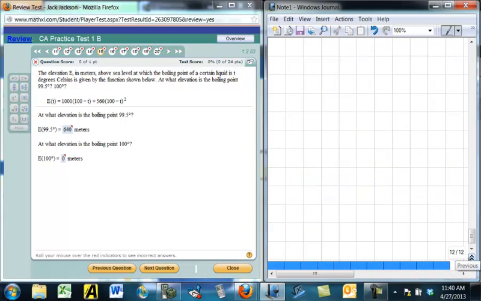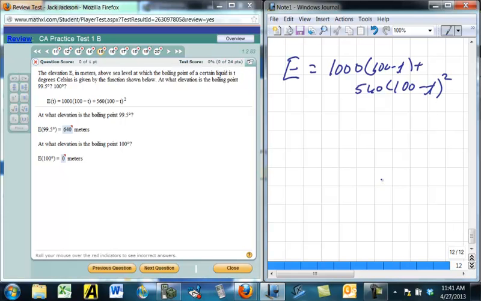Next question. Another real-world application: the elevation E in meters above sea level at which the boiling point of a certain liquid is T degrees Celsius is given by the function below. The elevation is 1,000 times (100 minus T) plus 560 times (100 minus T) quantity squared. In this case, we're giving the elevation for different boiling points, and the boiling points are the T's. So we just plug in those T's.